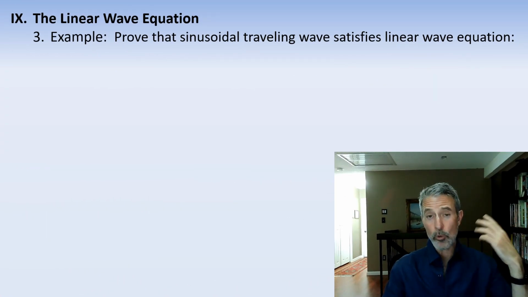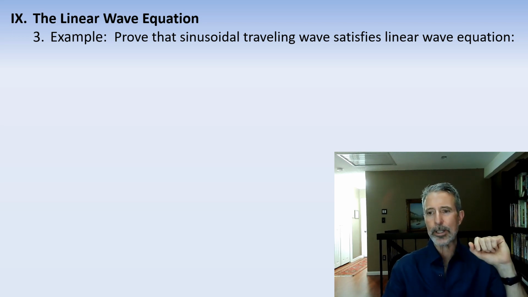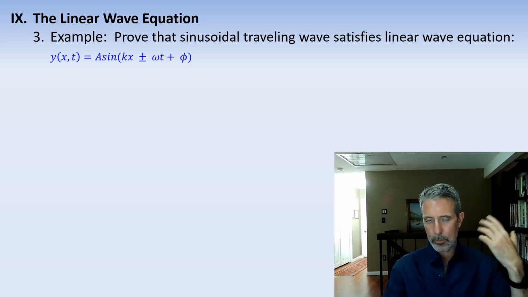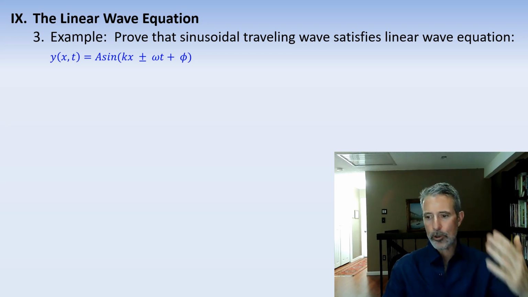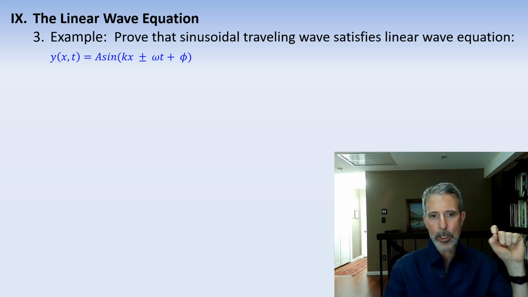Even though we're not going to derive the linear wave equation, we are going to use it to prove that a sinusoidal traveling wave satisfies the linear wave equation. So let's start out. Here is our generalized wave function for any sinusoidal traveling wave, whether it's traveling to the right or to the left. Remember, we said we could express it in terms of these constants: A for amplitude, k for wave number, omega for angular frequency, and phi a phase constant. Notice that this generalized wave function is a function of both position x and time t.